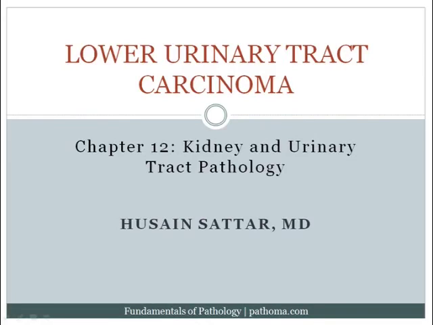Alright, the last section of this chapter deals with lower urinary tract carcinoma. So the lower urinary tract includes the renal pelvis, the ureter, the bladder, and the urethra. And there are three types of cancers that classically arise from this location. The first is urothelial carcinoma, the second is squamous cell carcinoma, and the third is adenocarcinoma.